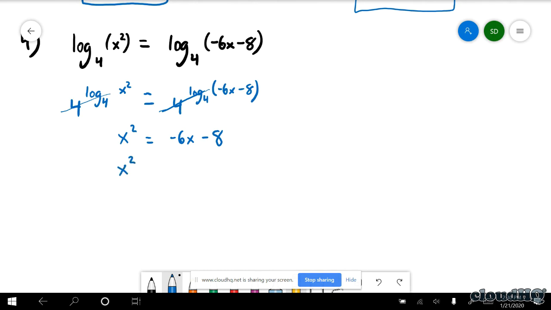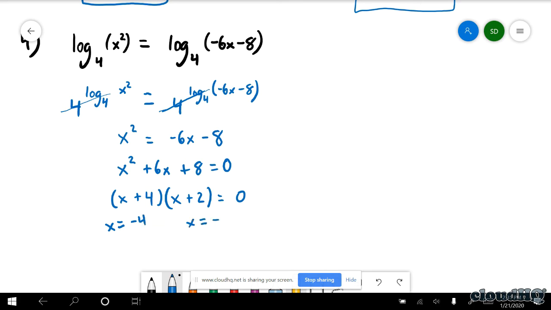Move everything over to one side, x squared plus 6x plus 8 is equal to 0. This one is factorable. x plus 4 and x plus 2. So if I solve the first one, x plus 4 equals 0, I get an answer of negative 4. And the second one, x plus 2 is equal to 0, I get an answer of negative 2. So I got two answers.